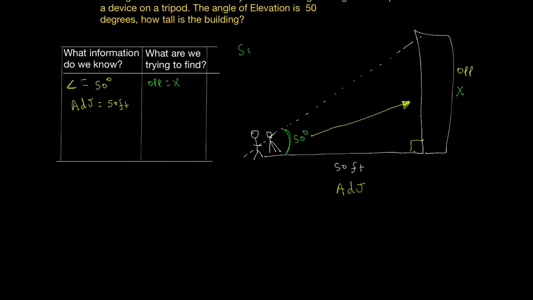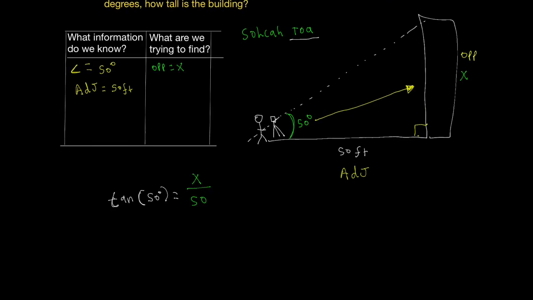So if we write out SOH CAH TOA, we're going to use these two lengths. We have to use the adjacent and the opposite. And the adjacent and opposite, that one screams tangent. Tangent uses opposite over adjacent. So here we're going to do tangent of the angle of reference, which is 50 degrees. And tangent by definition is the ratio of opposite over adjacent, so we're going to get x divided by 50 feet. So we get x over 50, and now we can solve for x.